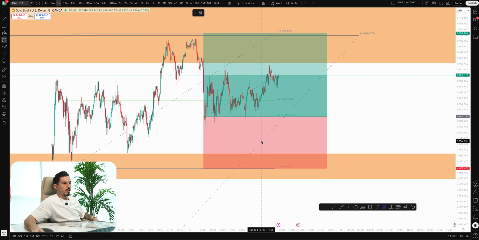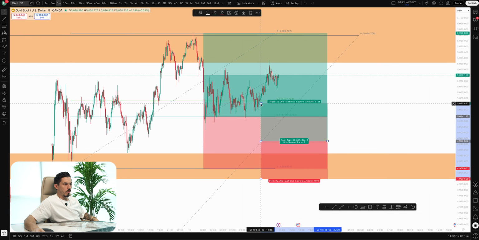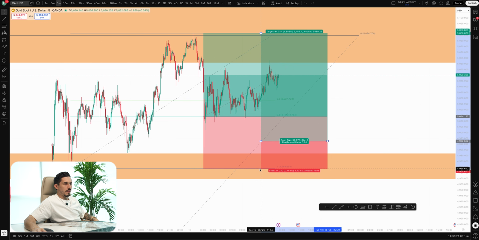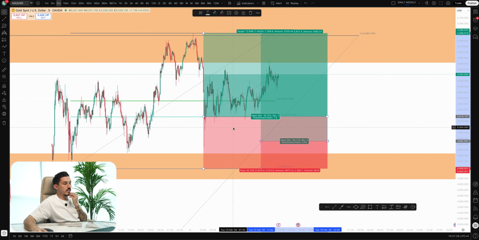This is what I would have personally done. I would take 50%. I'm just spitballing exactly where 50% would be. It's more or less there. And then this would be your 1 to 4 risk to reward. So overall, the current structure is still bullish.